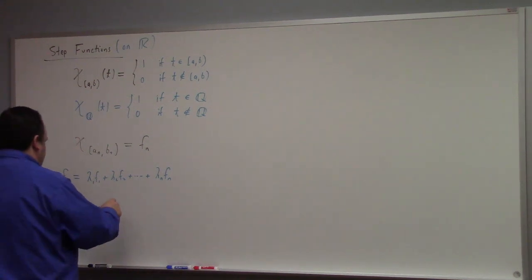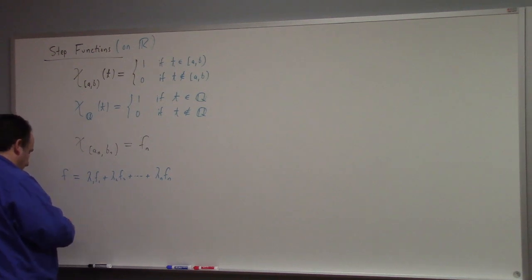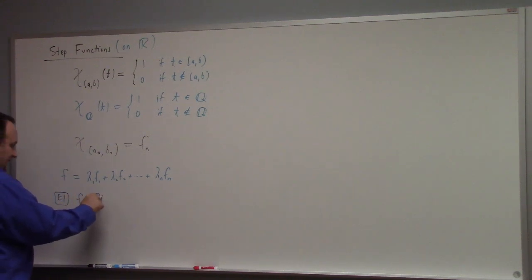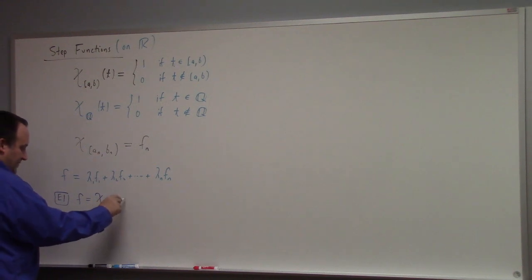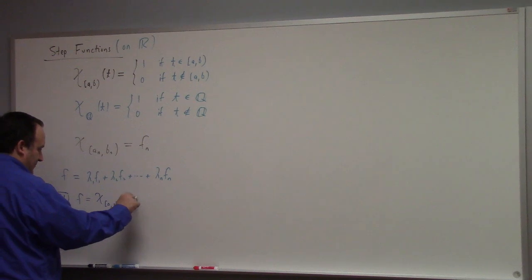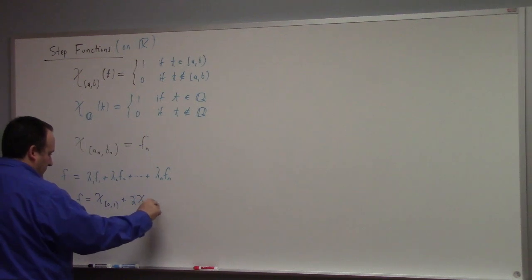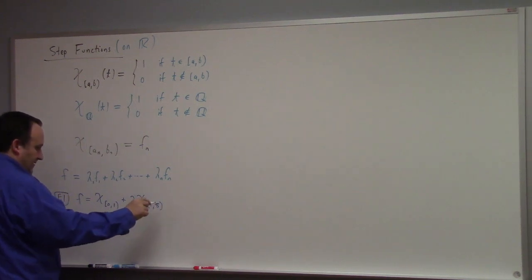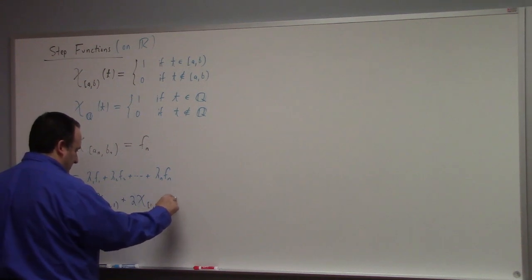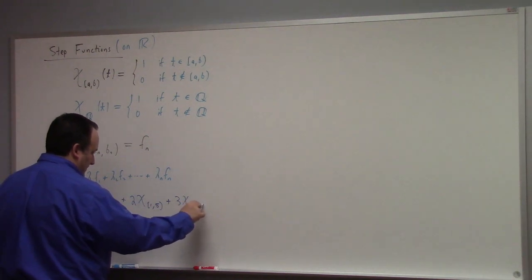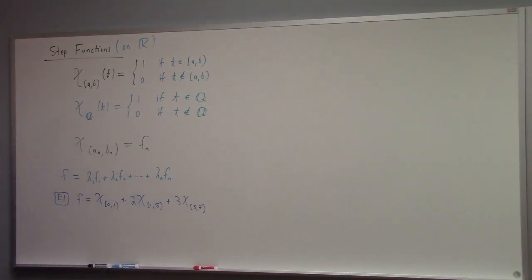And the reason it's called a step function is if you were to graph one of these things, let me be nauseatingly specific here for a minute. So example one, let f be equal to the characteristic function on 0 to 1, plus 2 times the characteristic function on, I don't know, 1 to 5, plus 3 times the characteristic function on, oh, I don't know, 3 to 7. So that would be an example of a step function.